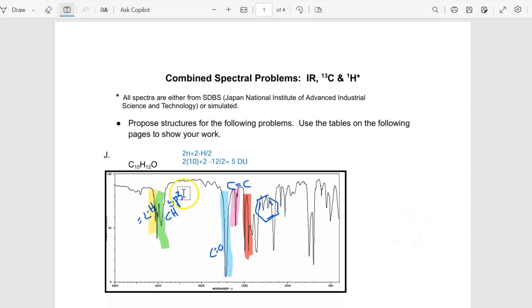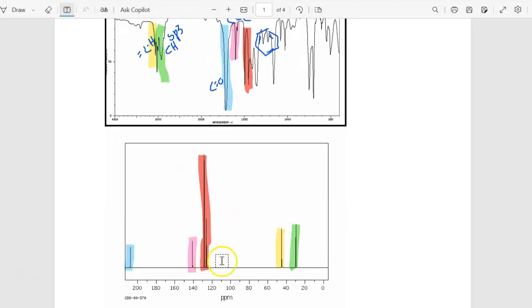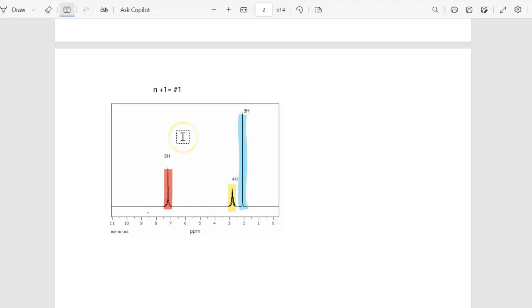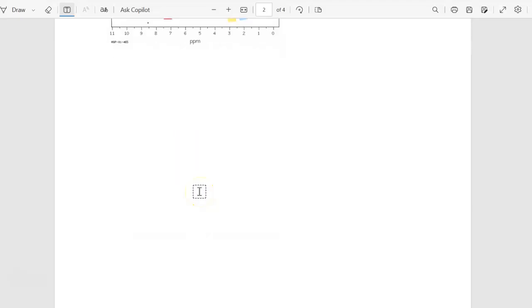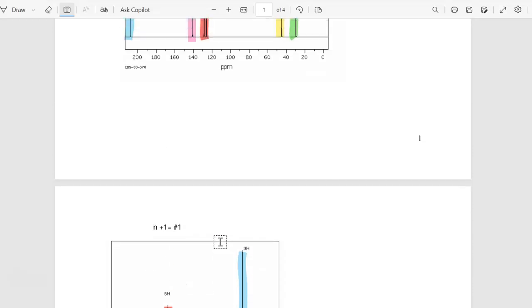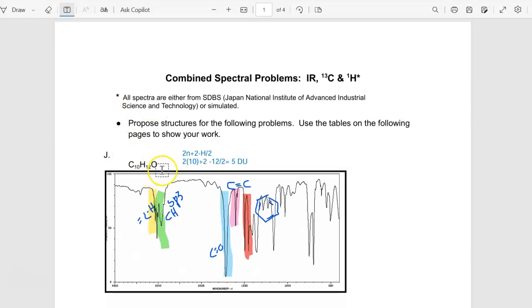I'm sorry. I know I like to look at it blank first and not know all of the answers so I can work along in videos, but we have our infrared spectra here, our 13C NMR spectra here, our 1H NMR spectra here, and then we have the tables that will help us propose what the structure is for the molecular formula that we've been given. So we've been given C10H12O.